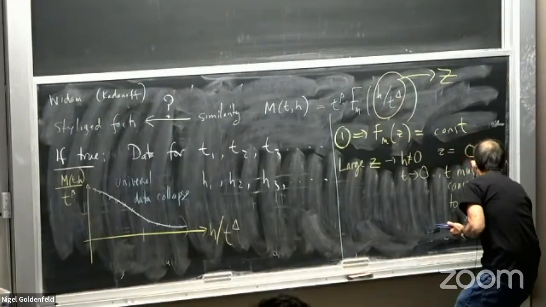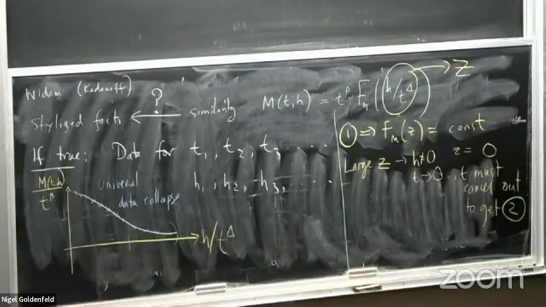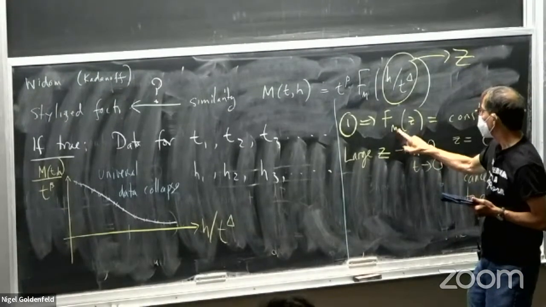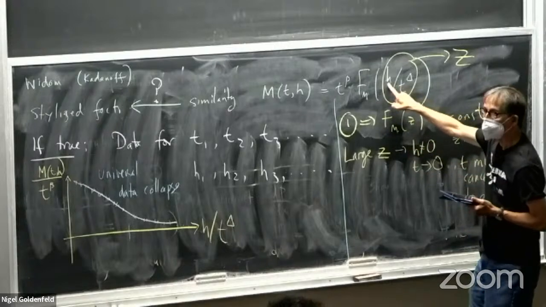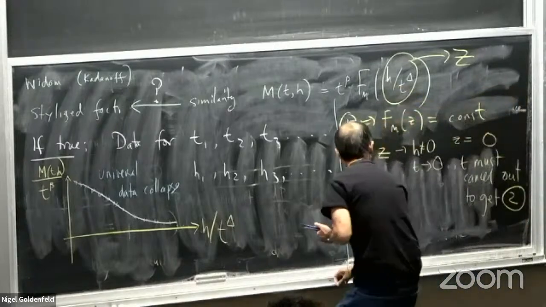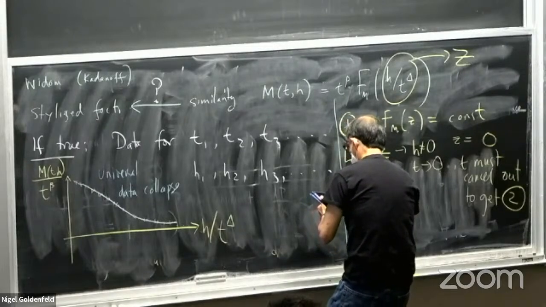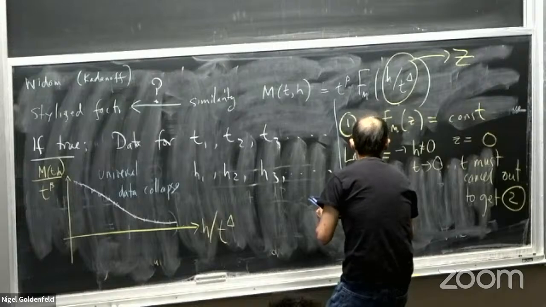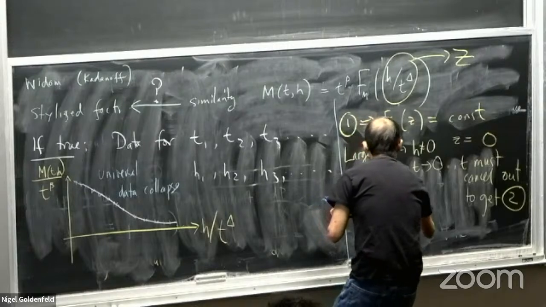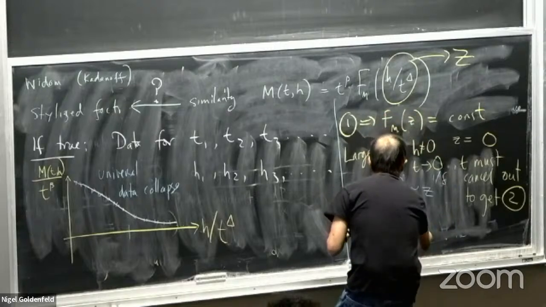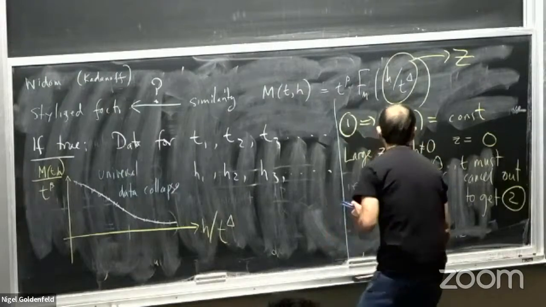To get stylized fact number 2, the only way that can happen is if the scaling function, since z is proportional to h, the only way that can happen is that we need f of z to scale like z to the power 1 over little delta, as z goes to infinity.